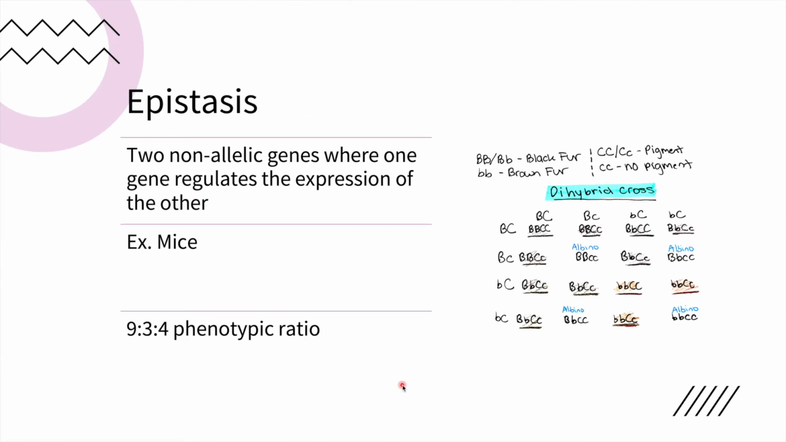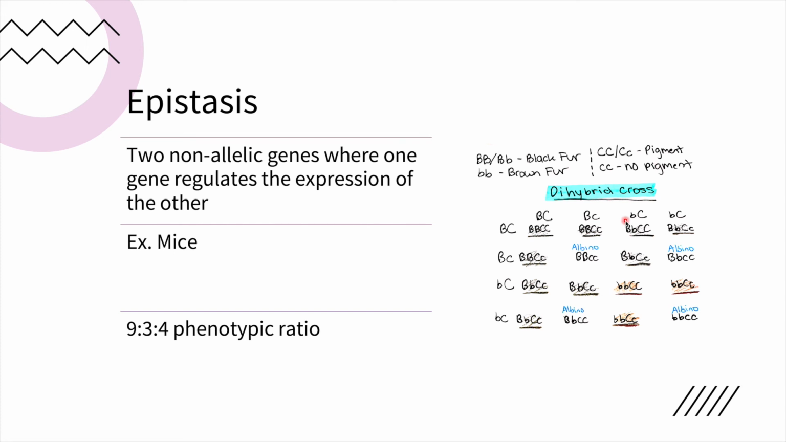Epistasis occurs due to the interaction between two non-allelic genes, one of which changes the phenotypic expression of the other. In other words, one gene determines whether another gene is expressed. In mice, the gene that determines if pigment can be deposited regulates whether the gene controlling pigment production is expressed. For gene 1, black fur is dominant to brown fur, and for gene 2, pigment is dominant to no pigment.